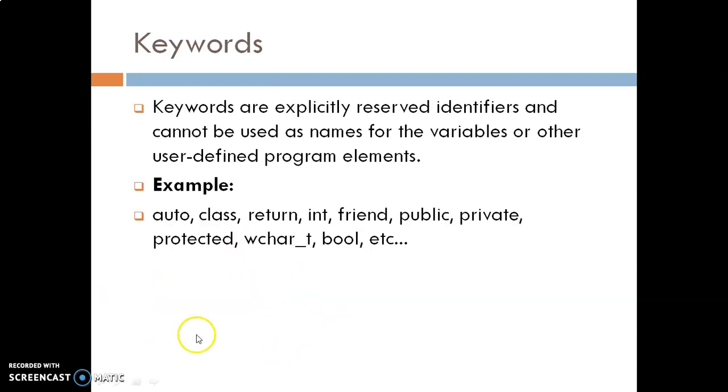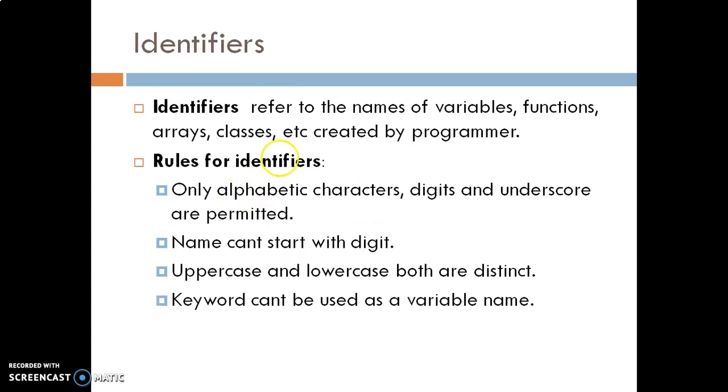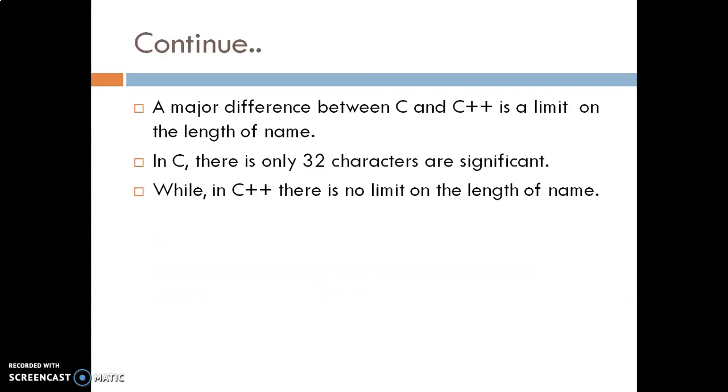Keywords, you all are aware of keywords. There is a list of keywords already available in C as well as C++: auto, class, return, int, friend, protected, wchar. Just now we talked about wchar, boolean, etc. These are all keywords. Identifiers: identifiers are synonyms for variables, and the rules that we use for variables are applicable for identifiers also. But when we are talking about C++, the major difference between C and C++ is a limit on the length of a name.